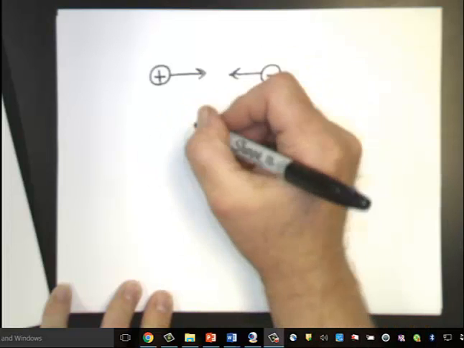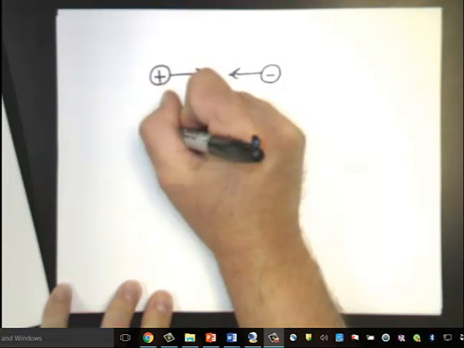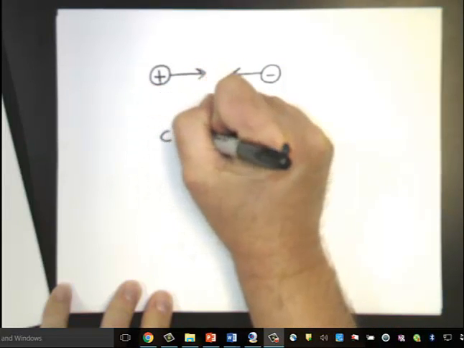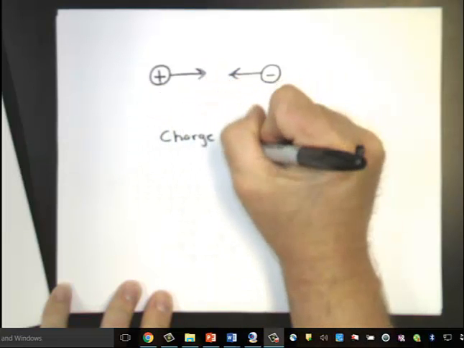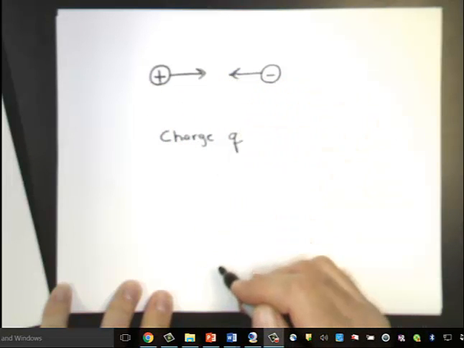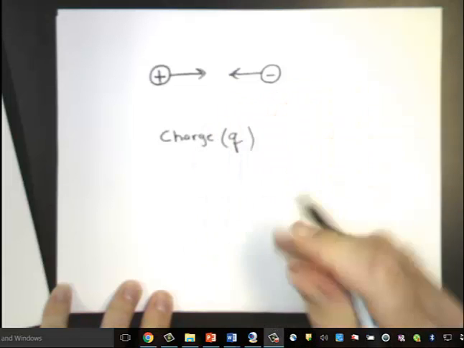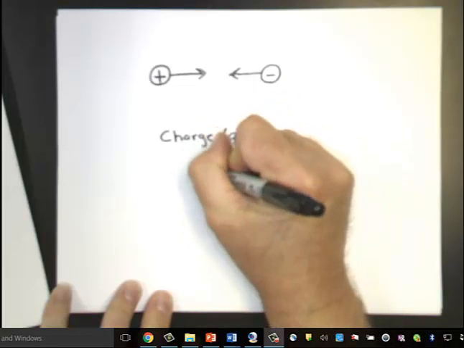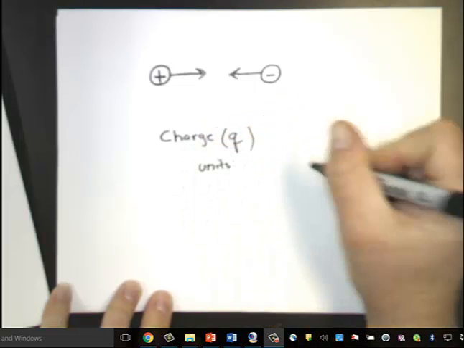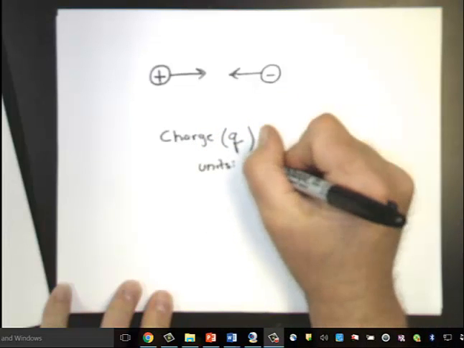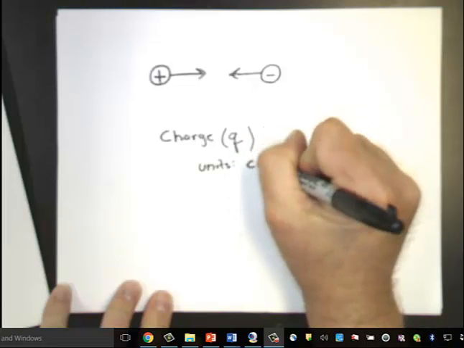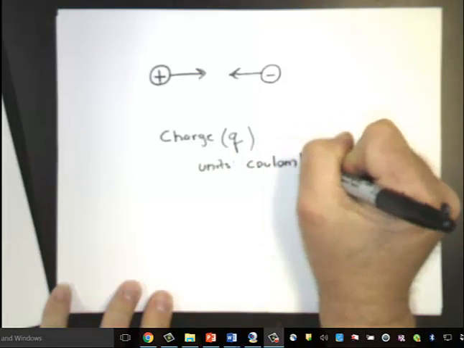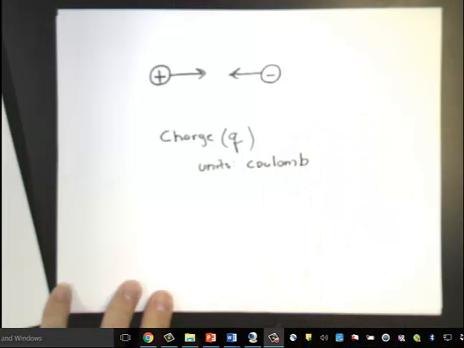The symbol for charge, mathematically, is Q. It can be a lowercase q like mine here, or an uppercase Q. It really doesn't matter. The units of charge are the Coulomb, named after Augustin Coulomb, abbreviated with a capital C.